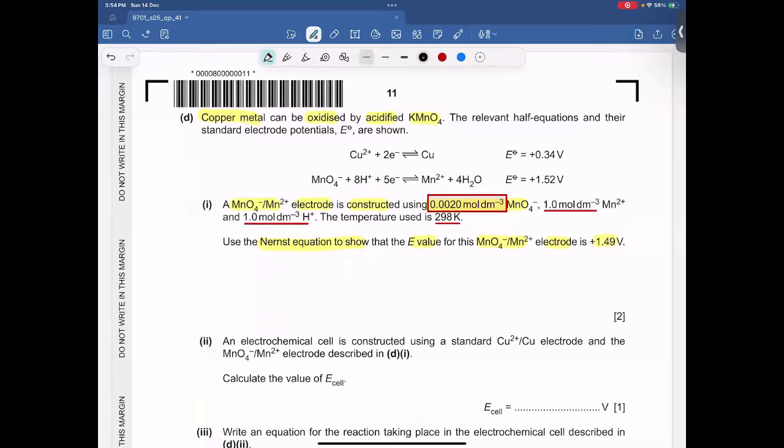So we have done Nernst equation in the class. E equals to E naught minus 0.0591 upon n log concentration of product over reactant. That was the expression I have given you in the class. Okay. The value of E naught for manganate half cell is plus 1.52 volt.